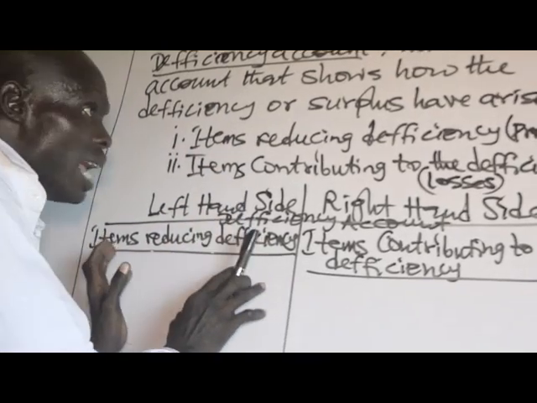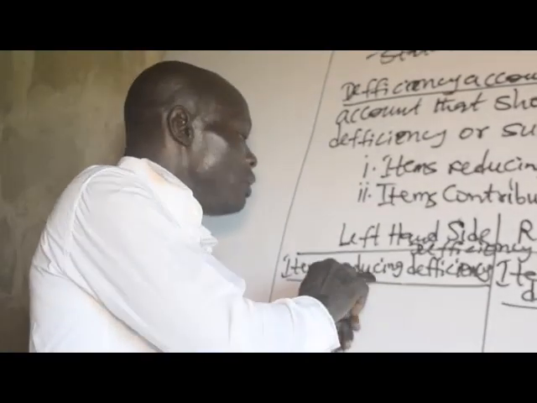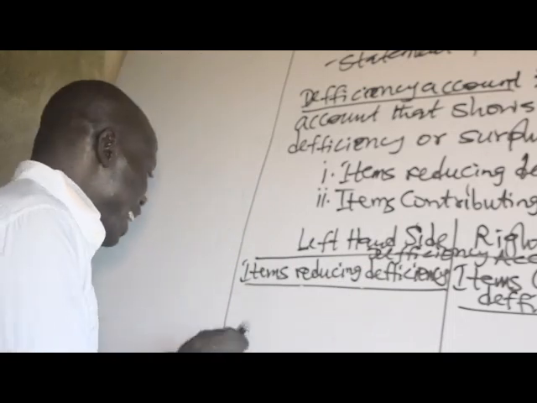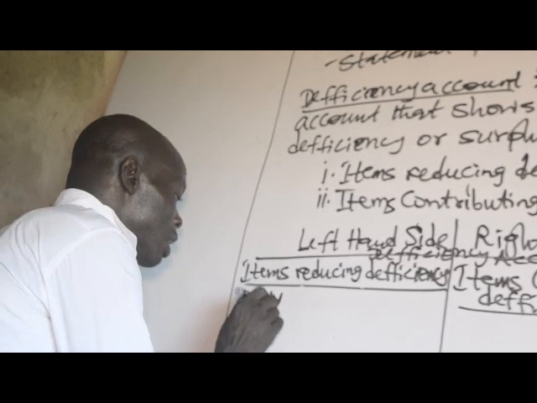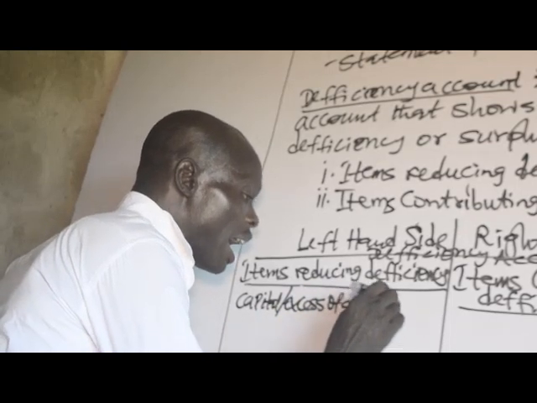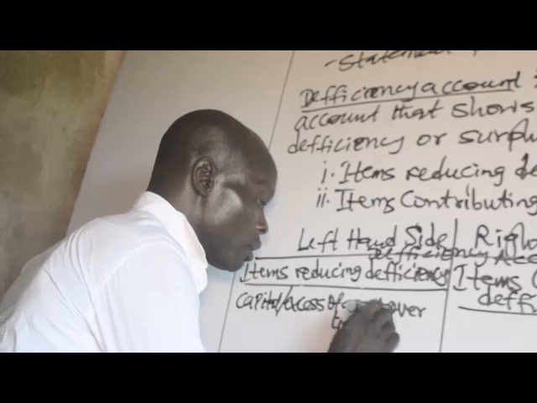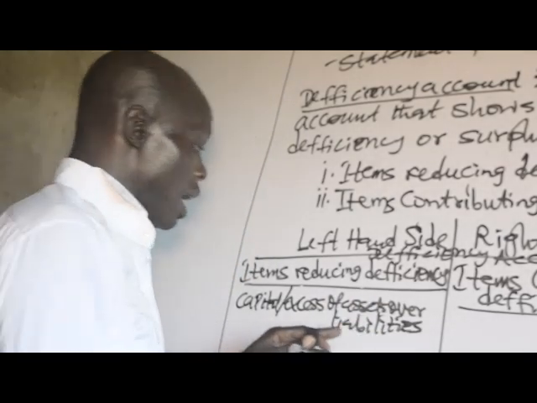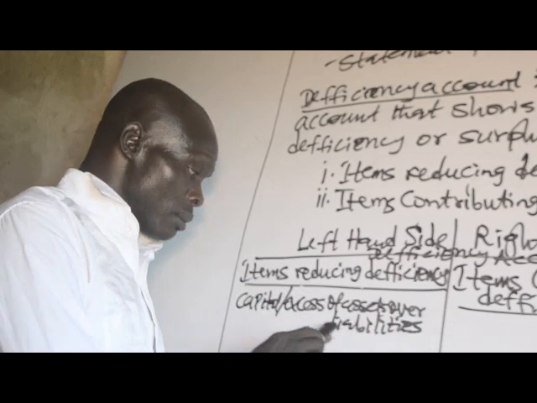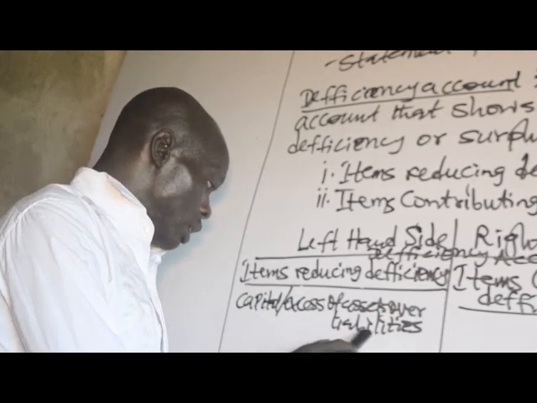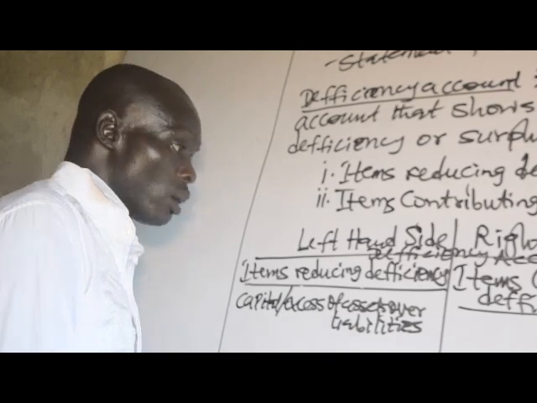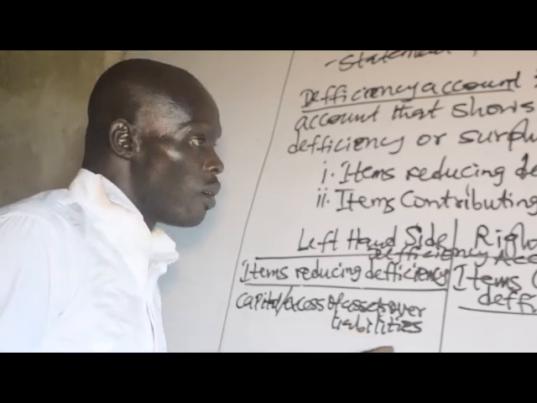Now, what are the items that can lead to the reduction in the losses or the deficiency? Number one, we have capital, that is, excess of assets over liabilities. Where you are not given the capital, you are going to use the opening entry. You add up all the assets in the opening entry, you less all the liabilities in the opening entry. That will give you the capital, just like your normal statement of affairs under incomplete records.